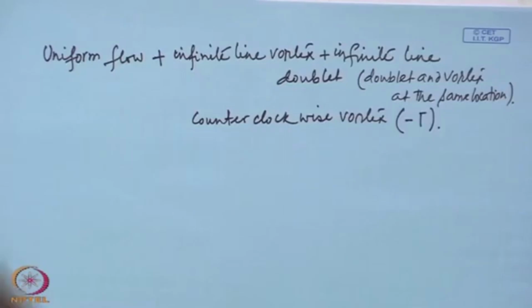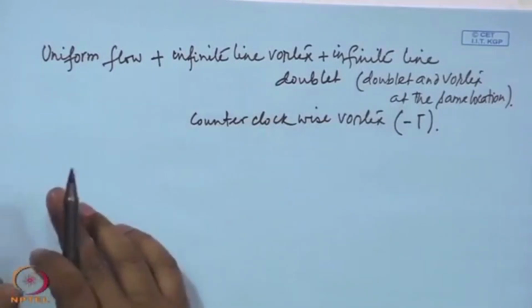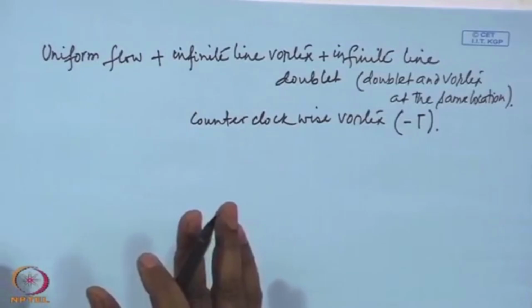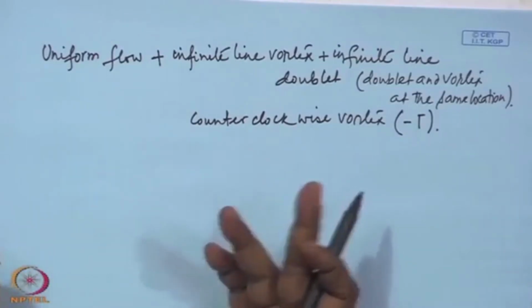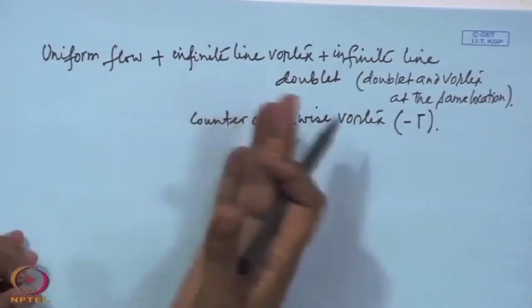That part remains valid, because this is just a superposition. Whatever we have found earlier remains. It is not that this is going to change everything. These are just linear superposition. So whatever we had with uniform flow plus infinite line doublet remains as it is. That gives flow past a circular cylinder, and the radius of the cylinder is related to the doublet strength. That part is not changed.